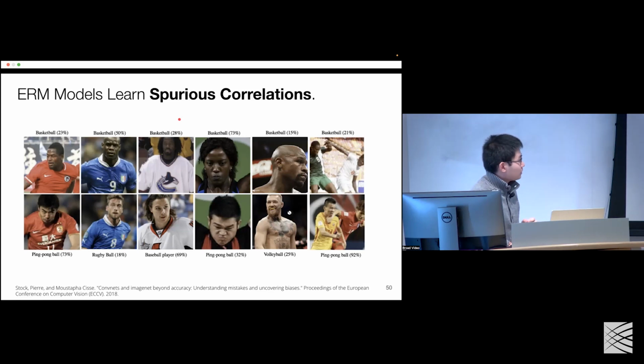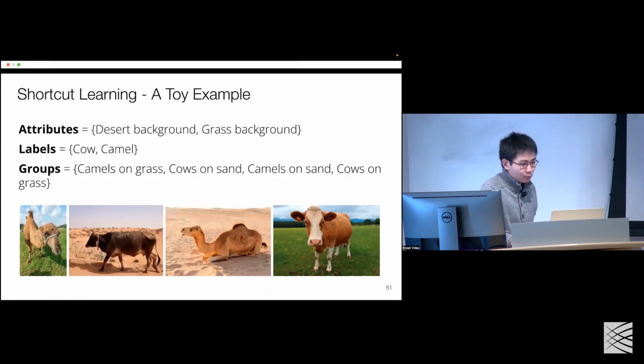So we would ultimately like to remove these spurious correlations from our data set in order to get more robust models. Okay, so how does this setup work exactly? Let's go with a very simple toy example, which is this idea of classifying cows versus camels. We have images of cows and camels, which can be on either desert or grass. We're going to change our nomenclature slightly to refer to the background as the attribute. The label we're trying to predict is cow or camel.